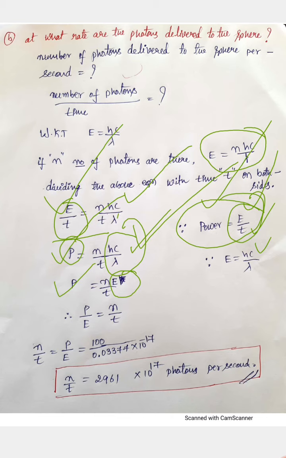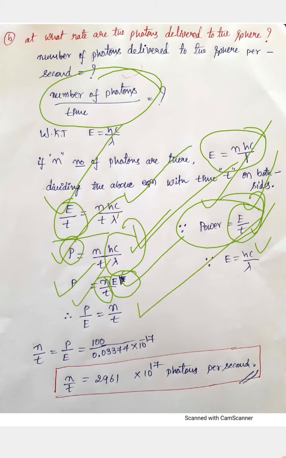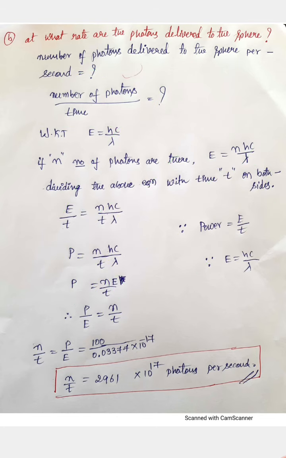Now what do we have to calculate? We have to calculate the n by t, that is number of photons divided by time. So keep this one as it is, take this E to the LHS. What will it be? Power divided by energy is equal to number of photons divided by time. Now simplify this one. Number of photons per time or per second is equal to power divided by energy.